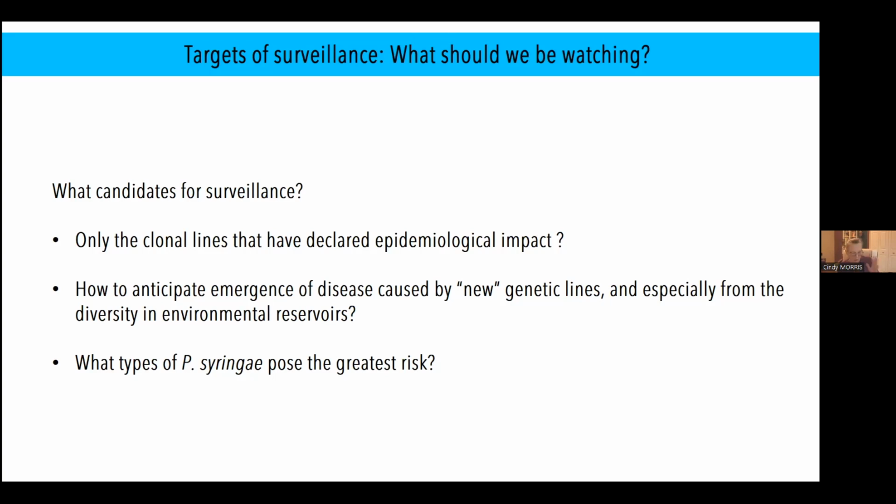Okay, so that's a question. How could we then anticipate the emergence of new genetic lines if we didn't take into account the information that we have from environmental reservoirs? And then what types of Pseudomonas syringae pose the greatest risk? Should we be surveying the ones that have the broadest host range, for example? Those are some questions we should ask.